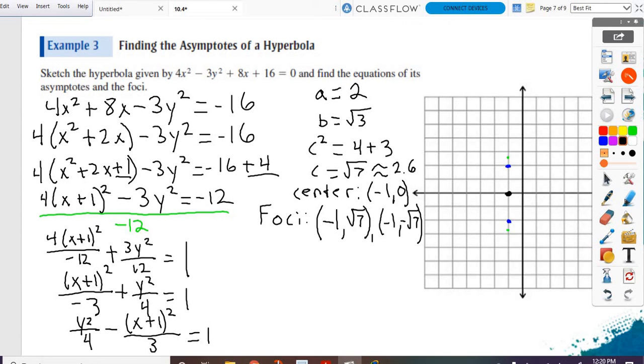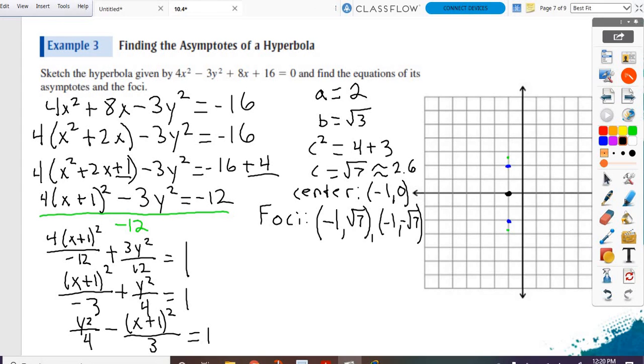If I had a number there, like 2, we would just write 2 minus the square root of 7. Are we all okay with that? Yes? Okay. So then, what do we need to find? The asymptotes, okay? So, we can do it one of two ways.